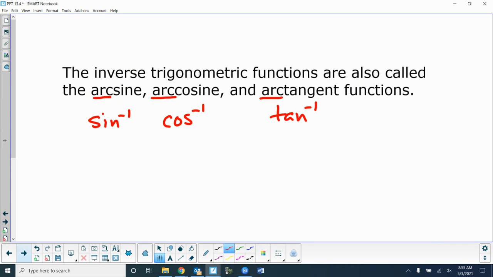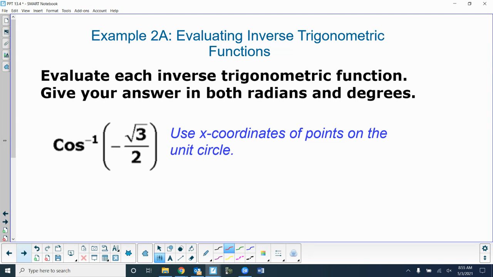You'll see it written like this a lot. On our quiz, when we get to it Friday, it'll say arc. It was easier to type in arc sine instead of sine to the -1 power in the Word document. So all your problems on your quiz for this part, 13.4 part, will say arc sine, arc cosine, arc tangent. They all mean the same thing: inverse sine, inverse cosine, inverse tangent.